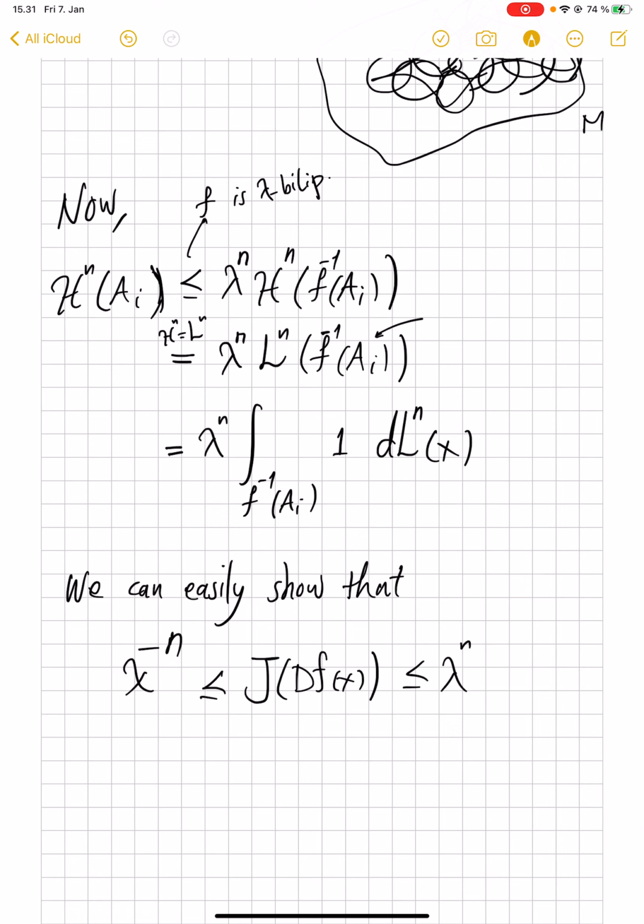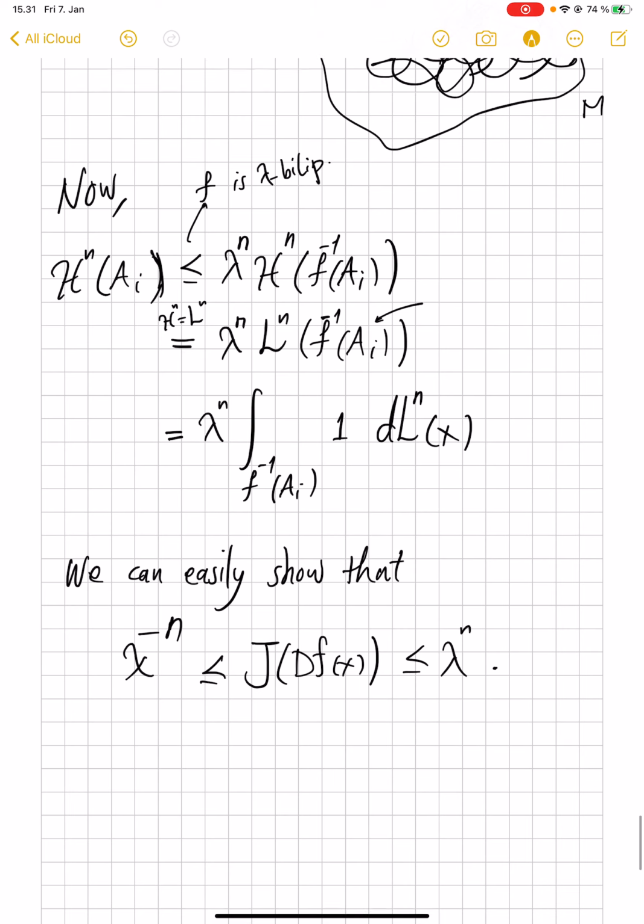Just by, for example, looking at eigenvalues of the matrix, like polar decomposition gives this, and also you can look at how big the image of the unit ball can be. So the image of the unit ball will be contained in a ball of radius lambda, and it will contain a ball of radius lambda inverse. But anyhow, this is an easy calculation to do.